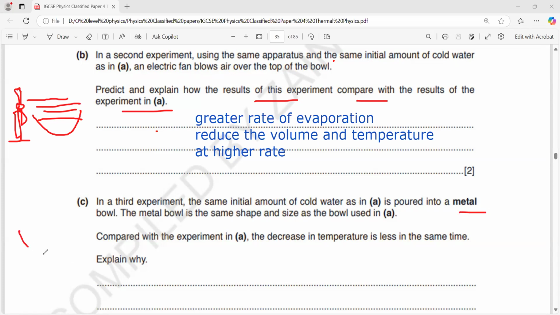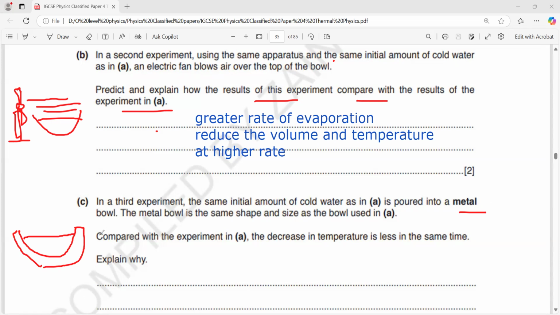In the third experiment, the same initial amount of cold water is poured into a metal bowl. So before it was insulating, but now it's a metal. What will happen to the rate of evaporation? Increase, decrease, or remain the same? It will increase. Metals are good conductors.